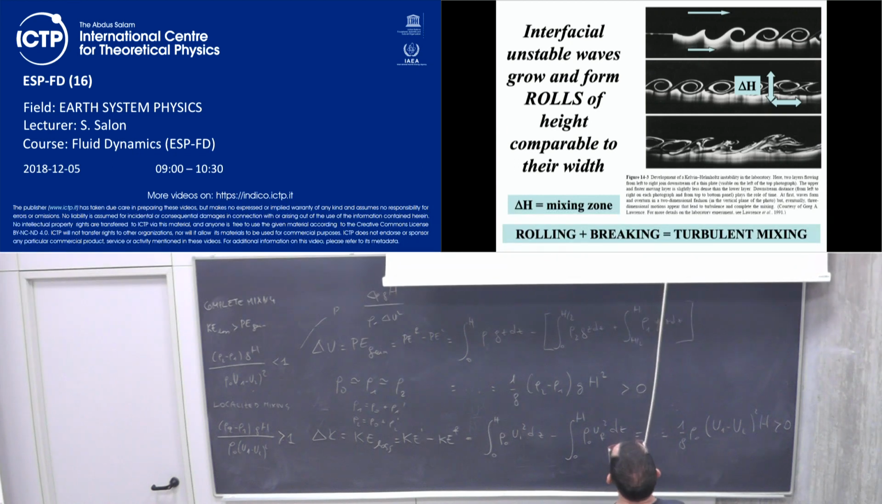is created by two dynamic mechanisms. One is the rolling, and the other one is the breaking. Okay, the rolling is the first one, which creates actually the billows, which practically overcome the potential barrier in a very localized point. And the second one is the breaking. So when the billows reach a situation which is unstable, there is a sort of mixing, of course, of the properties of the fluid.